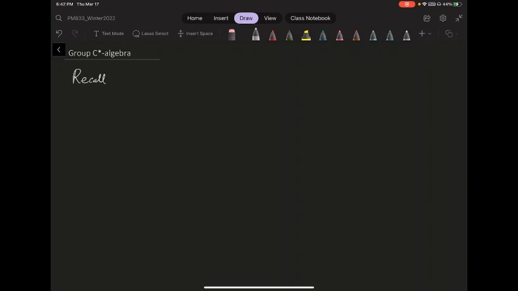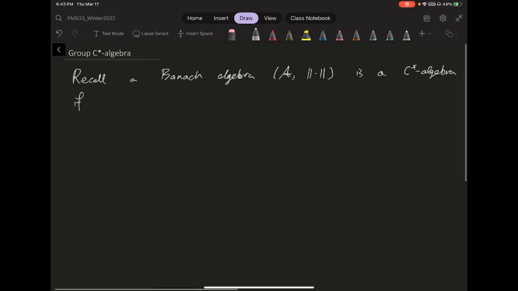So let's recall a Banach algebra. A Banach algebra is basically a Banach space with a multiplication and a norm. So let's call it A, and it has a norm. We call it a C-star algebra if it satisfies an extra condition. So for every a inside this A, if I compute a a star, where a star is the involution on the Banach, I should say Banach star algebra, the a star is the involution, and then you multiply.